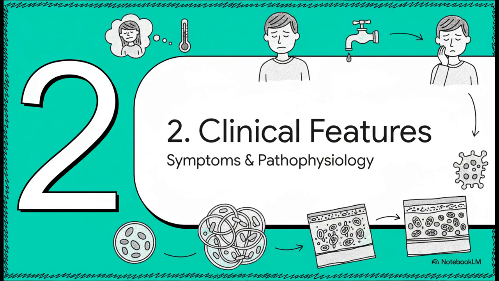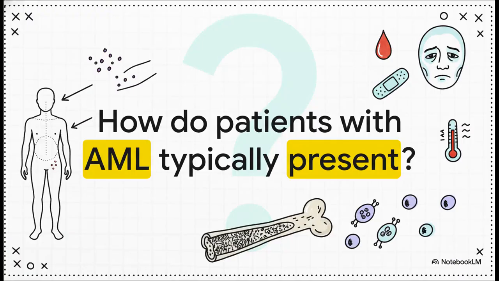Okay, so we've got this picture of total chaos happening in the bone marrow factory. Now let's see how that chaos actually translates to the patient who's sitting right in front of you. That brings us to Section 2, the clinical features. Just remember, every single symptom we're about to talk about is a direct consequence of that factory failure. So this is the million-dollar question, right? What does this actually look like in the clinic? What are you going to see?